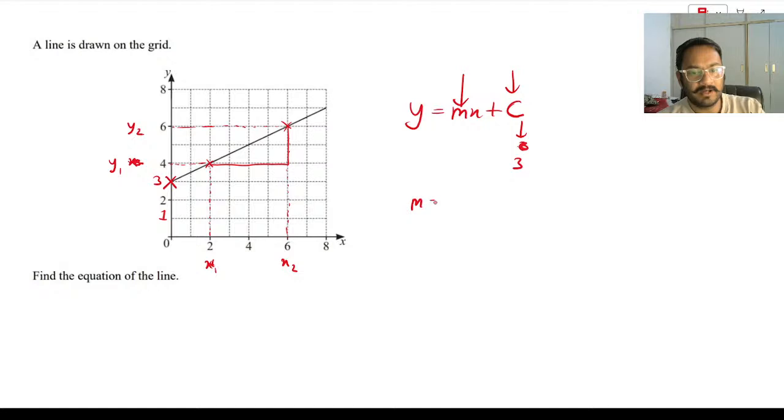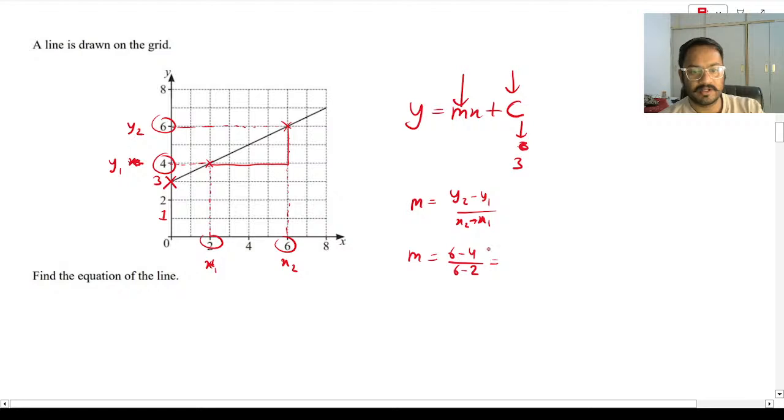Now to find m, I will write the formula: y2 minus y1 upon x2 minus x1. Labdi has already answered very quickly. Very good, Labdi. Now y2 is 6 and y1 is 4, so 6 minus 4 upon 6 minus 2. Simple. Now 6 minus 4 is 2, upon 6 minus 2 is 4. So you can just cut it and you will get 1 by 2, so it is 0.5.